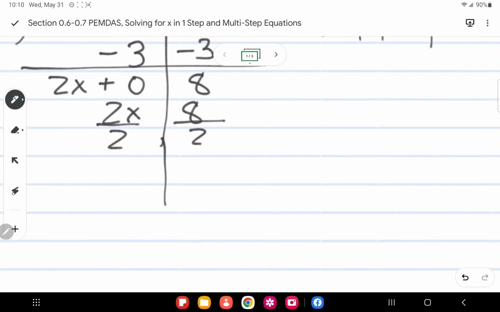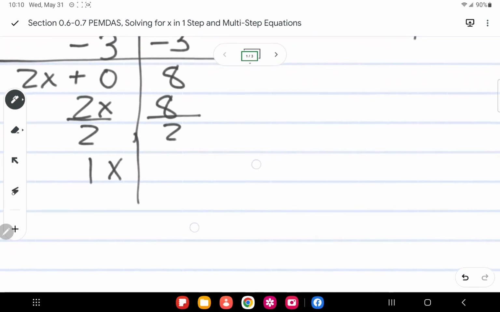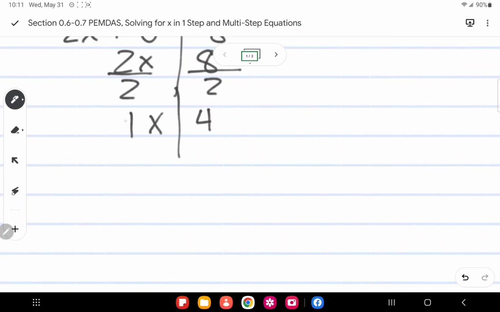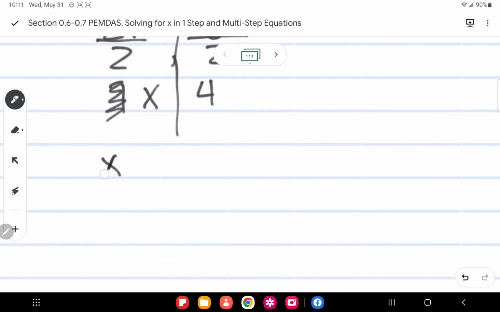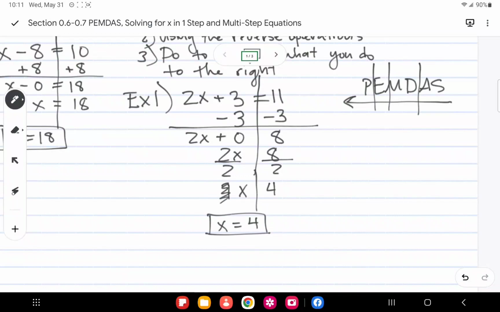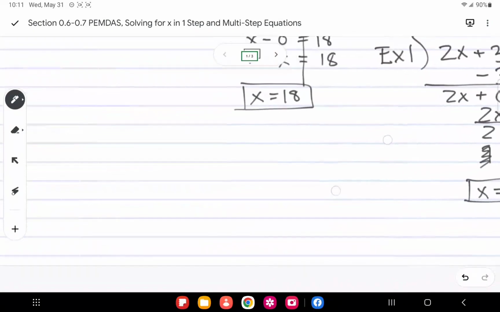So 2 divided by 2, that's just 1x. 8 divided by 2 is 4. And obviously the 1 you can just cancel out if you want, or you can just leave it there. Therefore our answer is x equals 4. Okay? Here's the process if you'd like to take a look at it again. Alright, let's move on to another example.